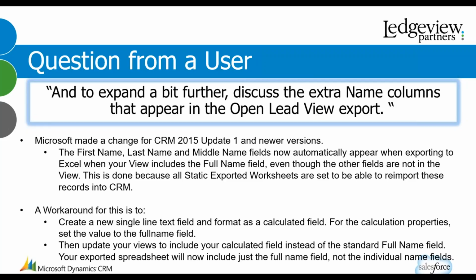If you truly do not want these fields showing in your export, a workaround to do this is you can create a single line text field, a new field, and then format that as a calculated field. This can be done through the form section by customization, and then you just set the calculation property to look at the full name field. Automatically created by Microsoft. The issue with that is then you have to update all of your views to include this new field and remove the other full name field. That way it will completely remove.